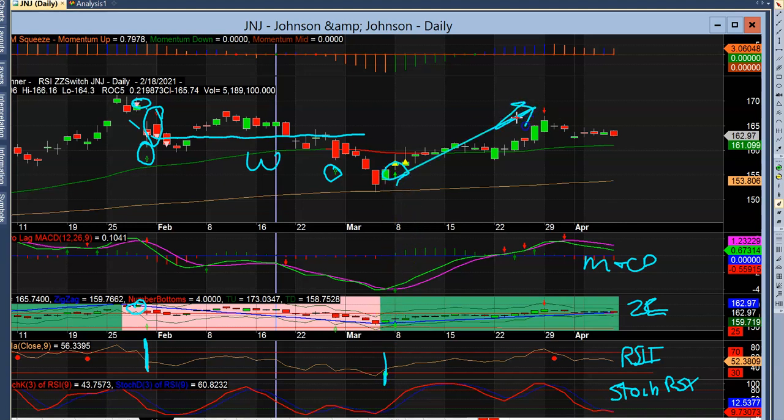Same one that's over in TradingView, and then you have this down, and there's no arrows there, and that's because the zigzag is still green.